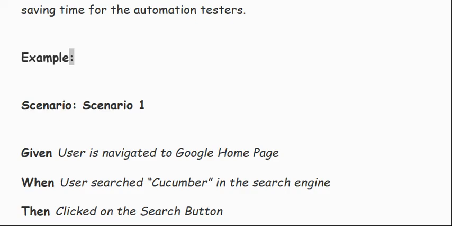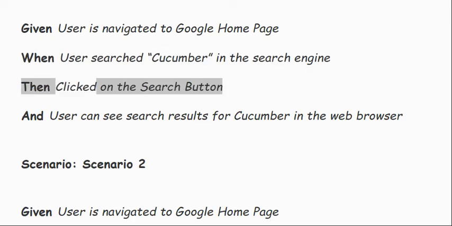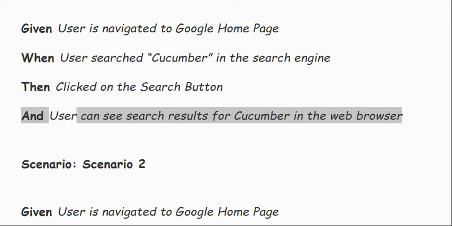Example. Scenario 1. Given user is navigated to Google home page, when user searched Cucumber in the search engine, then clicked on the search button, and user can see search results for Cucumber in the web browser.